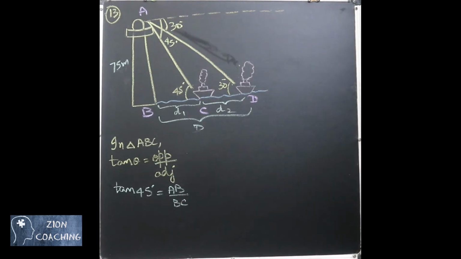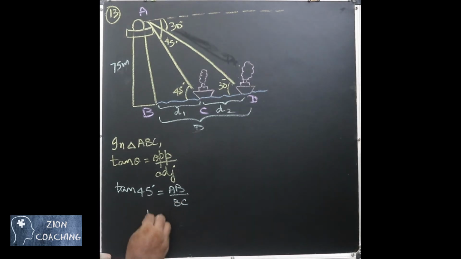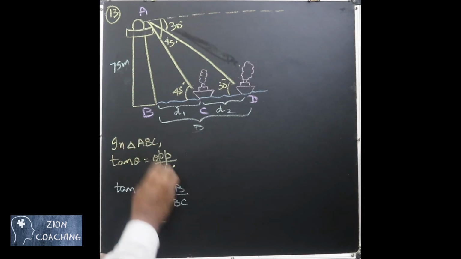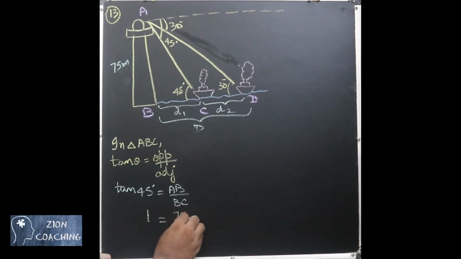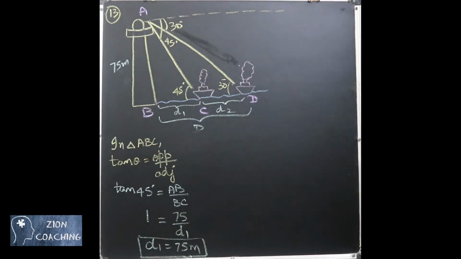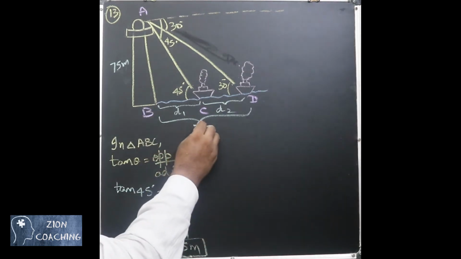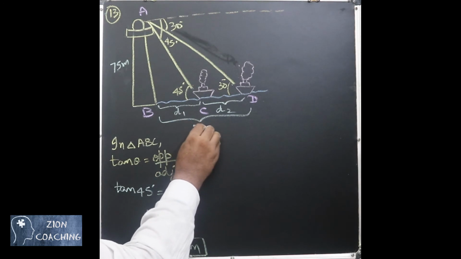Tan 45 degree value is 1. So we have 1 equal to AB, that is 75, by BC, that is D1. Now when you take this D1 to that side, you will have D1 equal to 75. Now we have found the distance of the first ship from the base of the lighthouse. Now we will find the total distance.